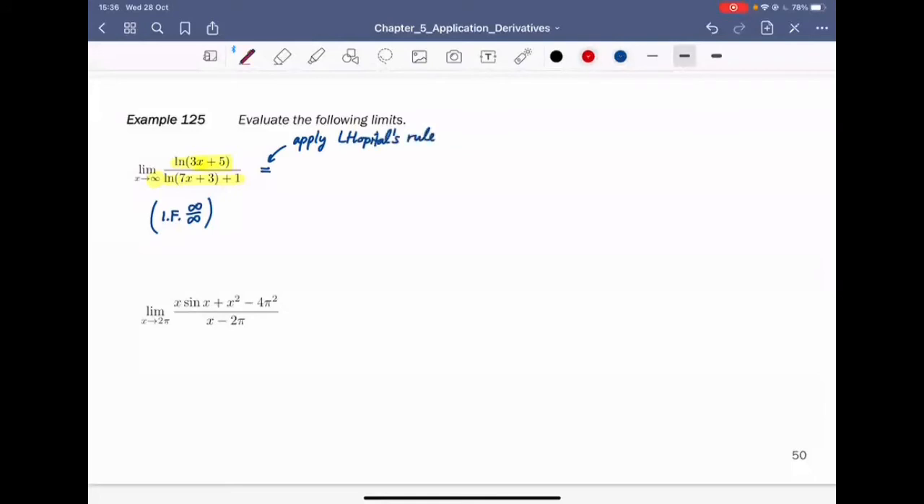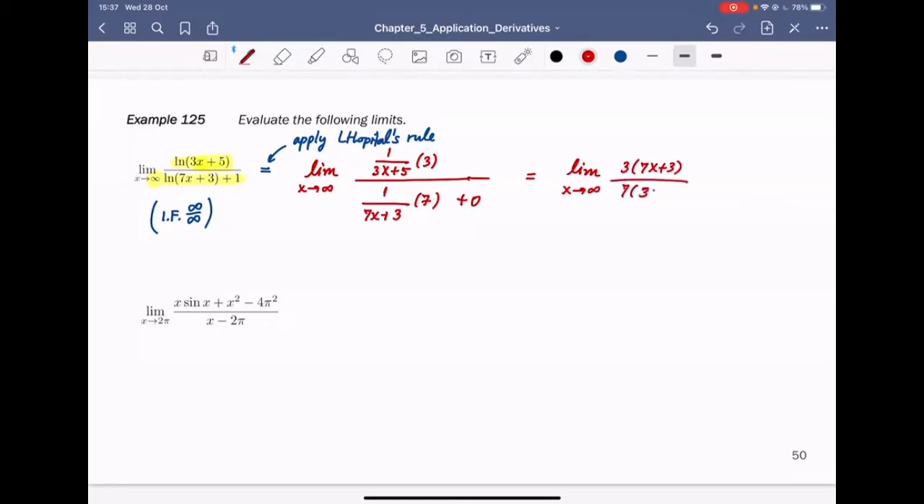All right, which is going to be the limit as x goes to infinity. Let's differentiate log of 3x plus 5. I get 1 over 3x plus 5, and by the chain rule, I need 3 here, right? Can you follow me? Yep. Then next, 1 over 7x plus 3 times 7 here. Wow, that's from the L'Hopital rule again. Differentiate 1, you get 0. Fine. And now you can simplify a little bit. That will give you 3 times 7x plus 3 over 7 times 3x plus 5.